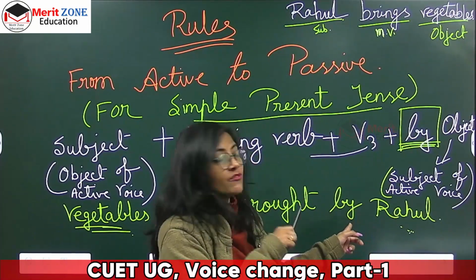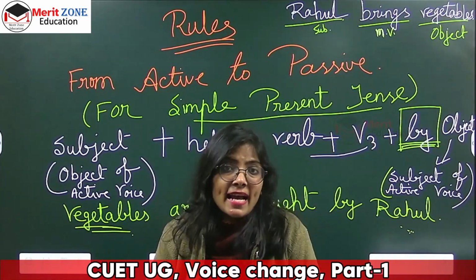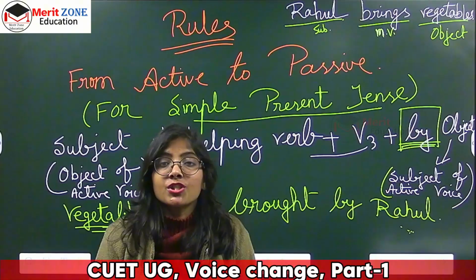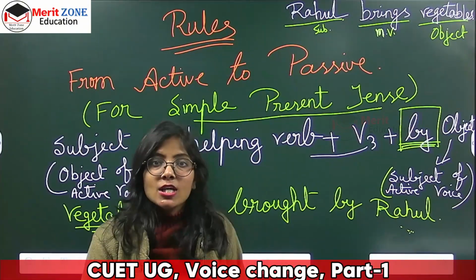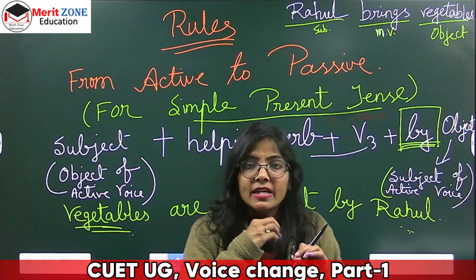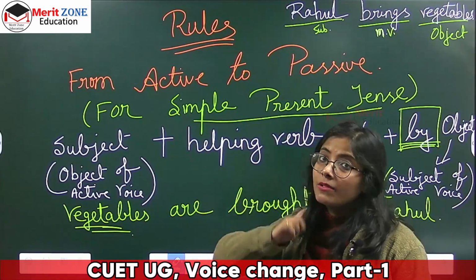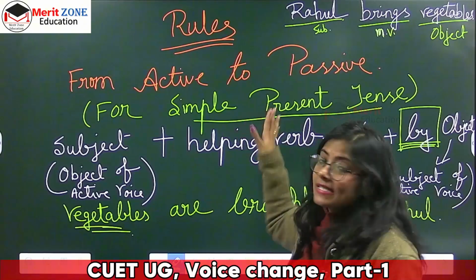That's why in passive voice we use "by", but we do not use "by" in active voice, because here the subject is doing the work on its own. Okay, so that's how we change the sentences from active to passive. It's a very easy way, but this rule you have to remember is only applicable for simple present tense.